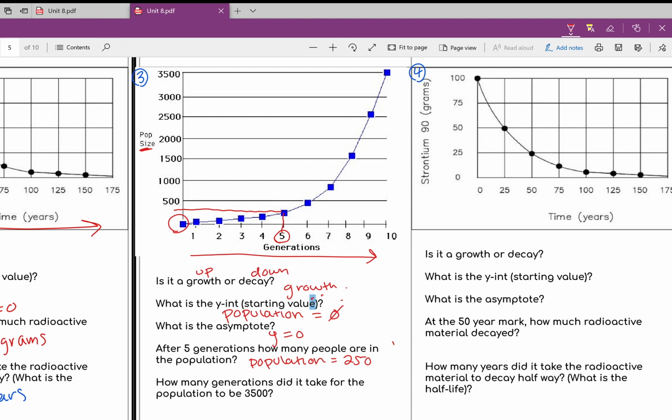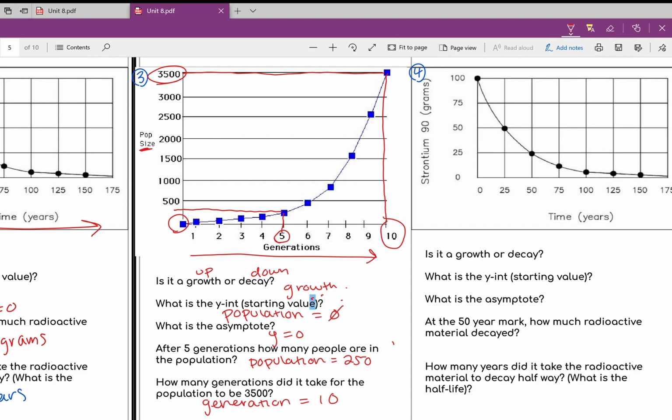How many generations did it take for the population to be 3,500? So I'm going to find 3,500, which is all the way at the top here on my y-axis. I'm going to follow it all the way until I hit my blue curve. And then I'm going to follow it all the way down to see what generation it is. And I notice that the generation is at generation 10. So the population will be 3,500 when we reach 10 generations.